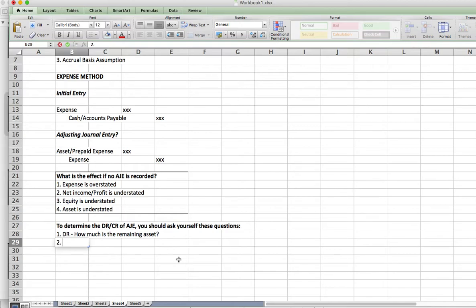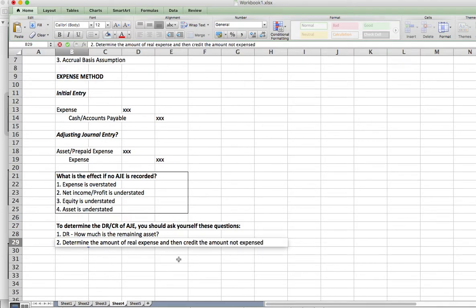Paano mo naman malalaman kung anong adjusting journal entry mo? E di itanong mo kung ilan yung hindi pa na-expense or itanong mo sa sarili mo kung ilan yung tunay na expense. Number 2, determine the amount of real expense. And then, credit the amount not expensed. Ayan, medyo nakakalito siya, ano.